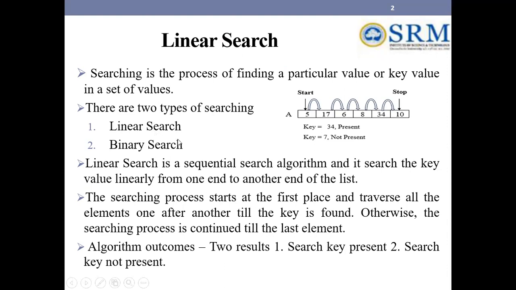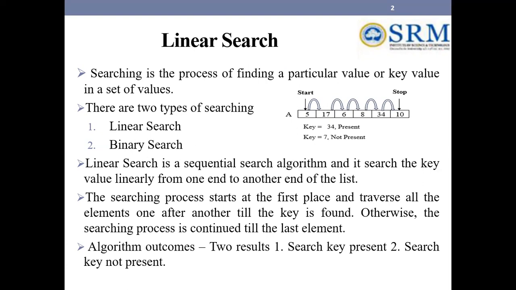And what is binary search? Binary search is based on the divide and conquer method that we will see in the next presentation. Next, linear search is a sequential search algorithm, and it searches the key value linearly from one end of the list to the other end. The searching process starts at the first place, that is A of 0. See the example, A is the array name. It has 6 values. The index variable ranges from 0 to n minus 1, that is 0 to 5. So the starting place points to the first element in the list, and the stop is the last element in the list.